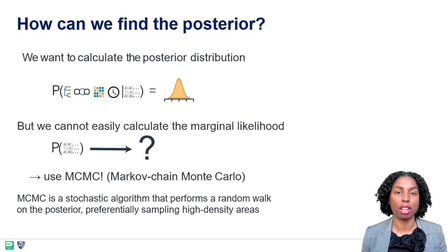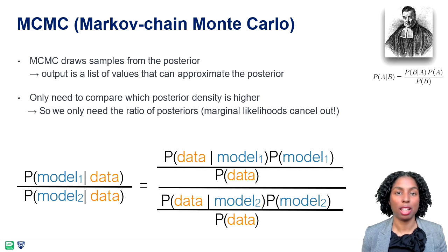MCMC is a stochastic algorithm that performs a random walk on the posterior, preferentially sampling high-density areas. Here, the MCMC draws samples from the posterior and outputs a list of values that can approximate the posterior. Now, we only need to compare which posterior density is higher, so we only need the ratio of posteriors, and the marginal likelihoods cancel out.